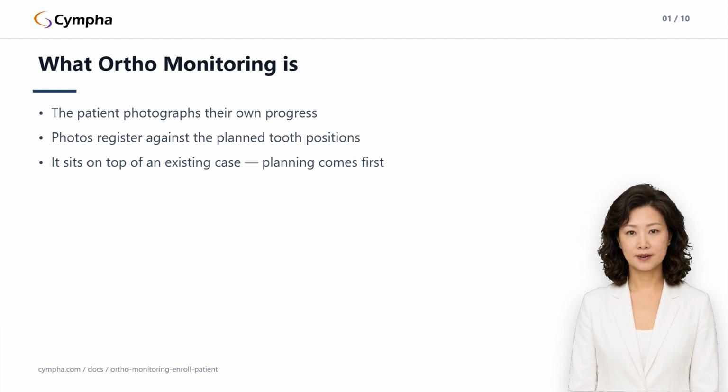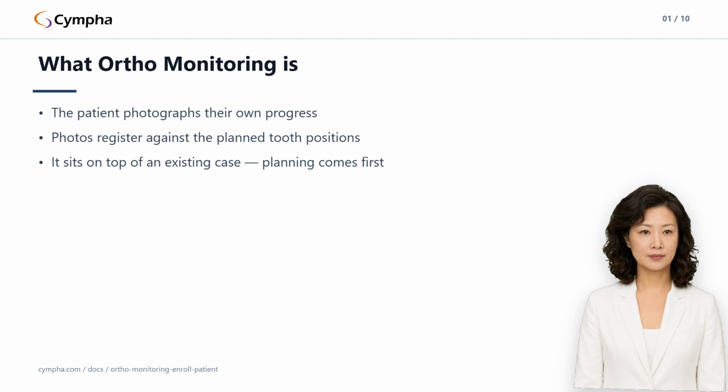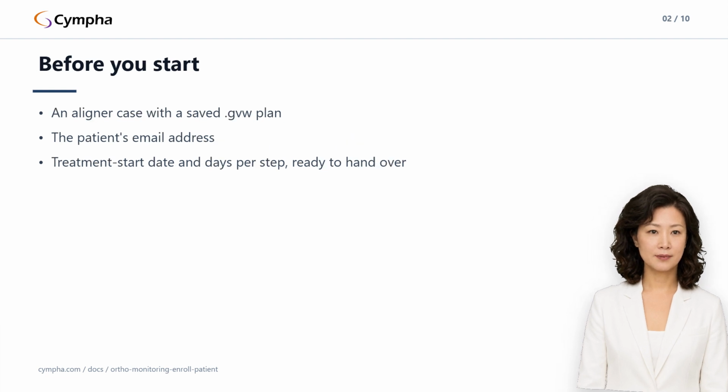3 things to have ready. First, the case, an aligner or orthodontic case in Cympha with a finished treatment plan saved on it. Second, the patient's email address, because the enrollment travels by email. Third, and this is the one people skip and regret, 2 numbers: the patient's treatment start date, and how many days each step runs. Here's why.